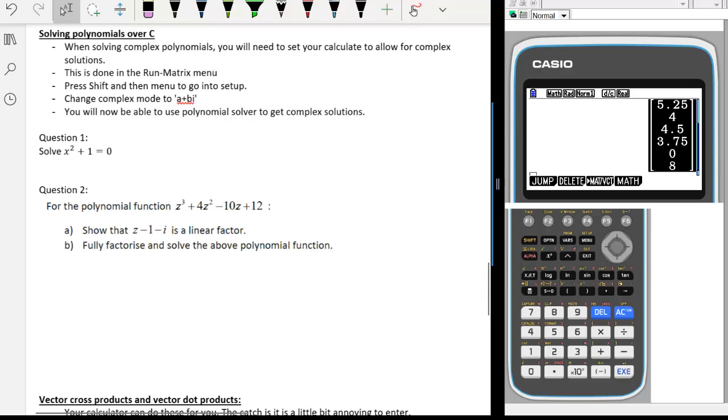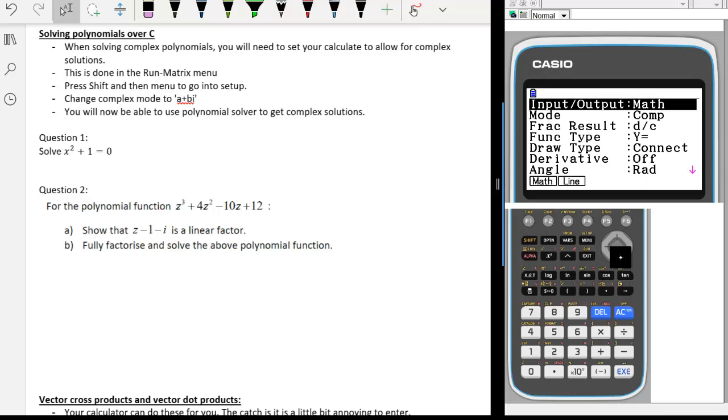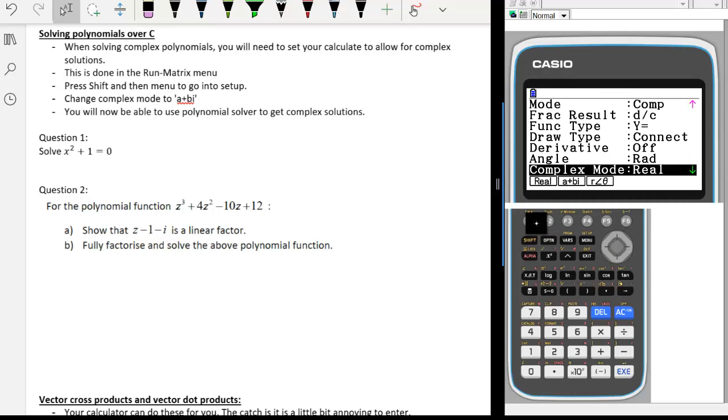Okay, solving polynomials over C. This is where we have to actually go in. So I'm just going to delete everything again, just clear my screen. If we go Shift and Menu, we have to make sure that we're in complex mode, A plus BI.